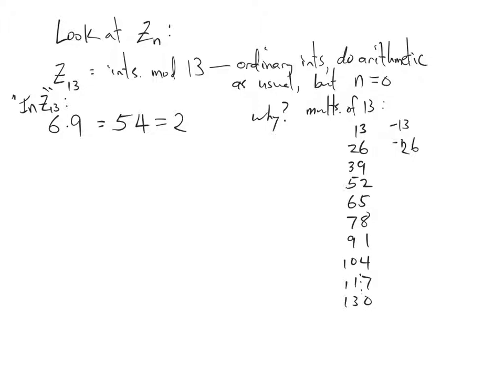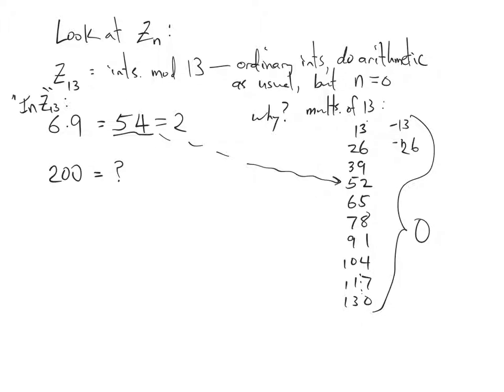Okay, so to figure out what 54 is, you just look over here and realize the closest multiple below it is 52. All of these multiples of 13 are 0. So in this kind of clock arithmetic of Z13, every time you hit 13, you just throw it away. Okay, so that's a little bit harder though. What if we got an answer of 200 and we want to know what it was equal to in mod 13?